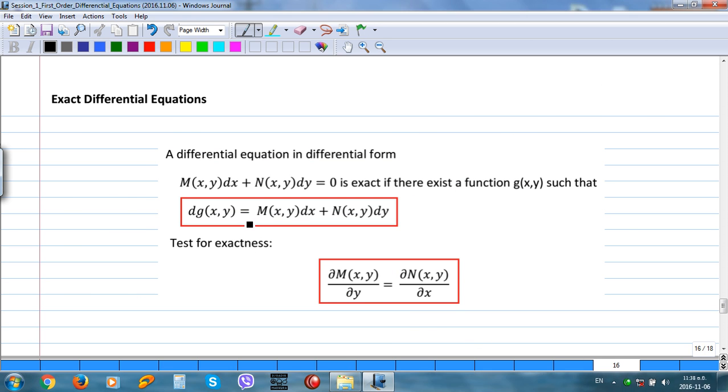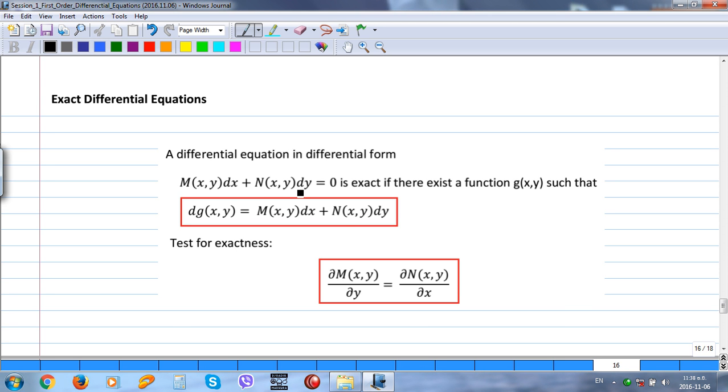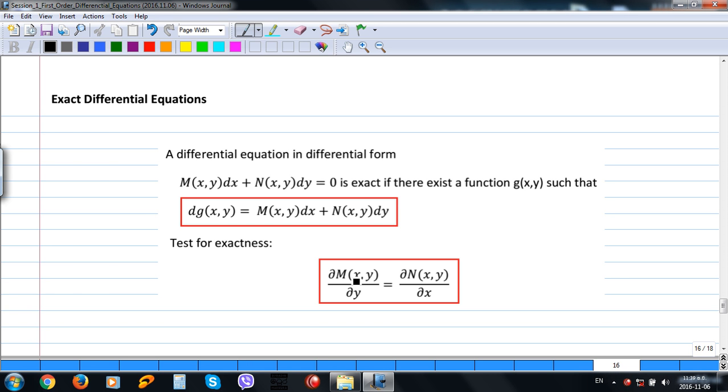And the next type is exact differential equations. A differential equation in the form M(x,y)dx + N(x,y)dy = 0 is exact if there exists a function g(x,y) such that dg(x,y) = M(x,y)dx + N(x,y)dy. The test for exactness is ∂M(x,y)/∂y = ∂N(x,y)/∂x.